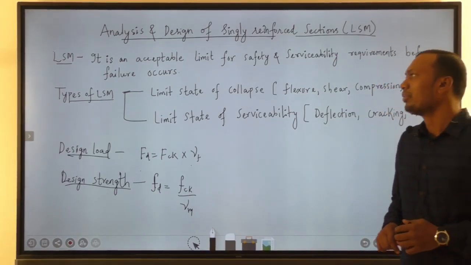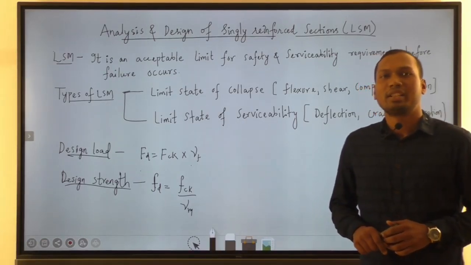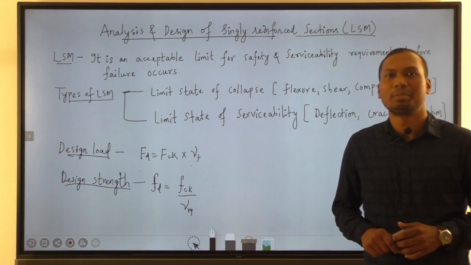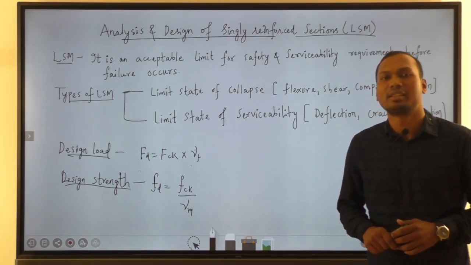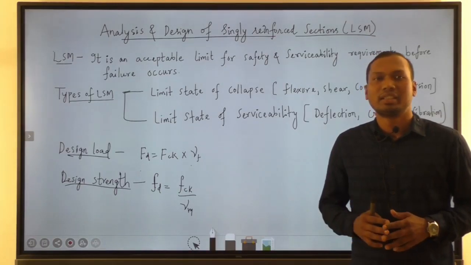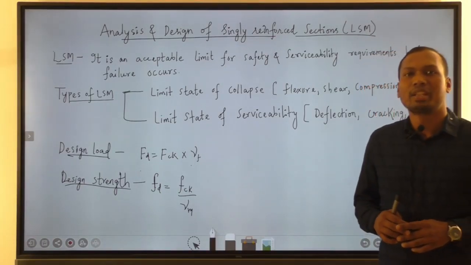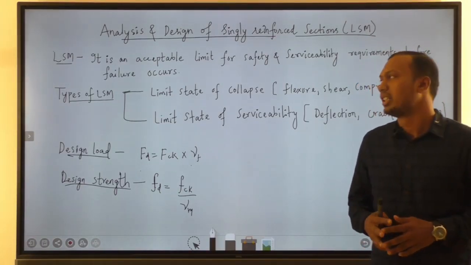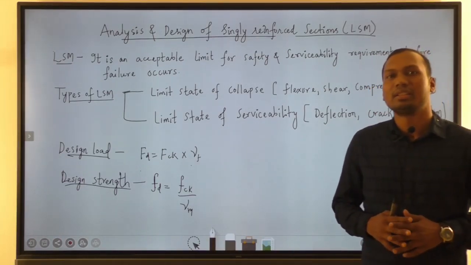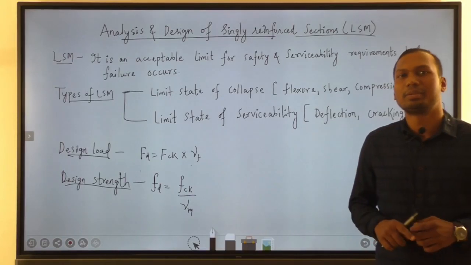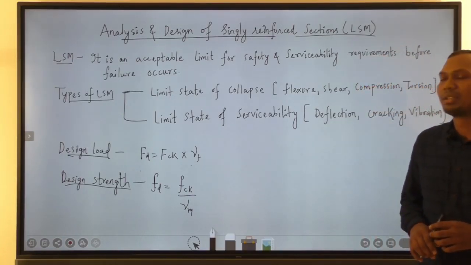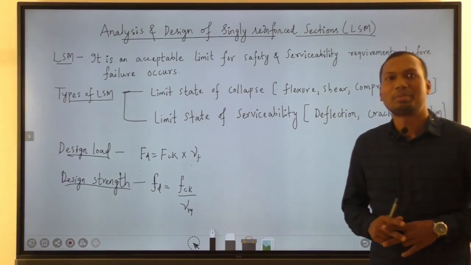So let us see what is limit state method. It is an acceptable limit for safety and serviceability requirements before failure occurs in a structure. It is one of the methods where we design the structure for safety against collapse, that is by taking ultimate loads and ultimate moments, and finally check for the serviceability requirements.